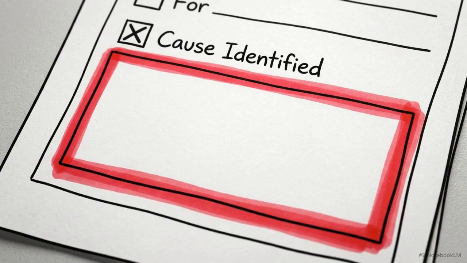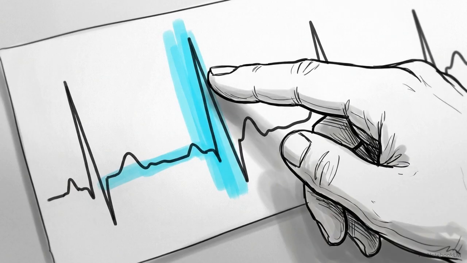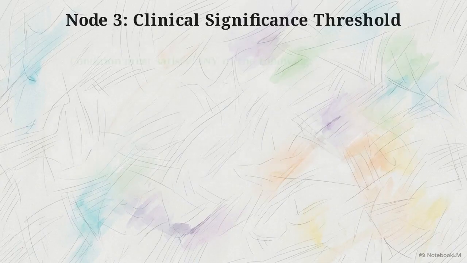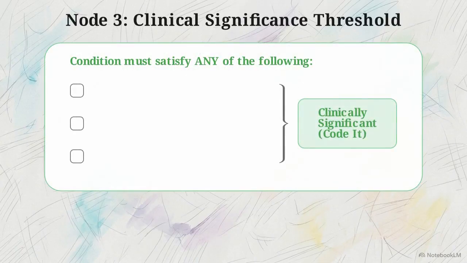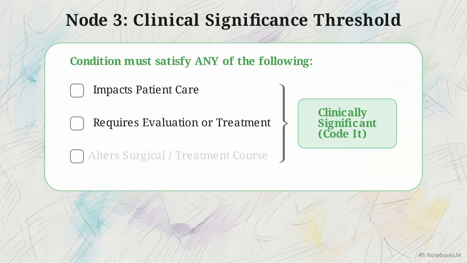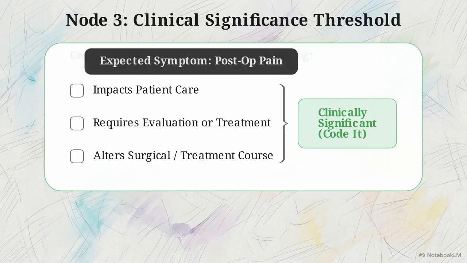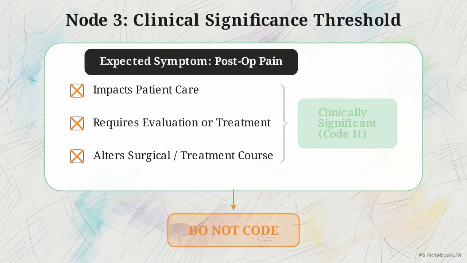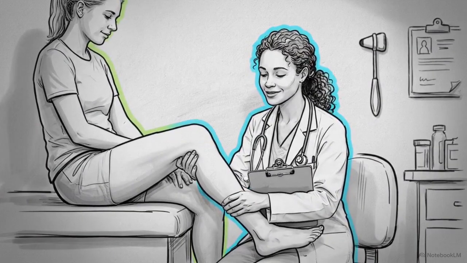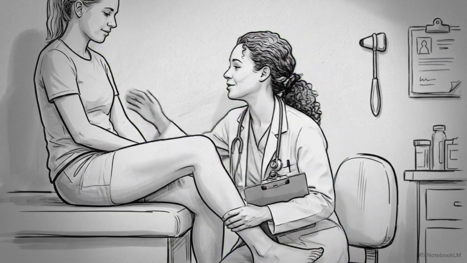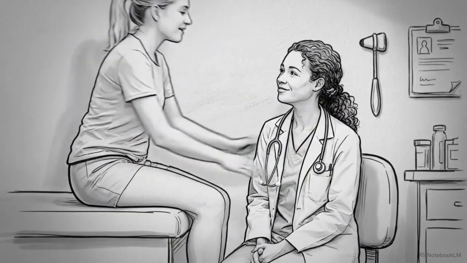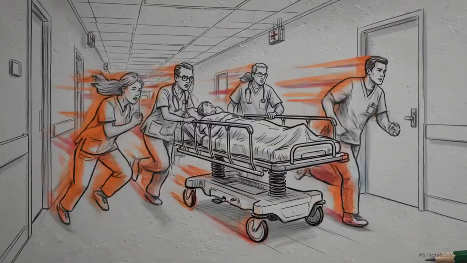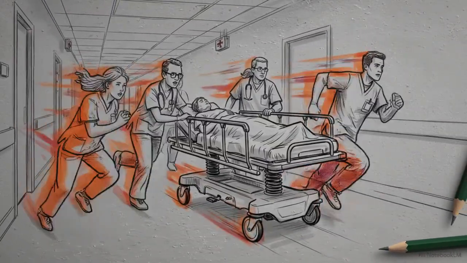Proving causality is necessary, but it is not enough to assign a code. The condition must also meet the next threshold: clinical significance. As the diagram shows, clinical significance means the condition must satisfy at least one of three criteria. It impacts patient care, requires additional evaluation or treatment, or alters the course of the surgery. Expected or self-resolving symptoms following surgery, like standard postoperative pain, fail this threshold. If a condition is caused by the surgery but does not demand specific treatment or alter medical decision-making, it does not qualify.